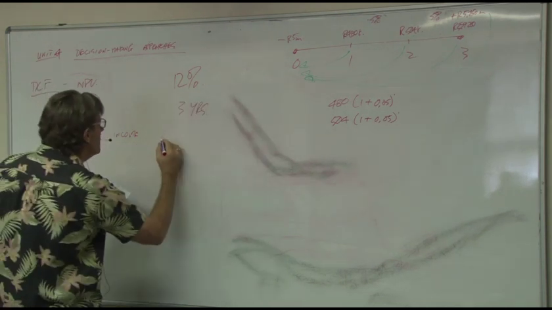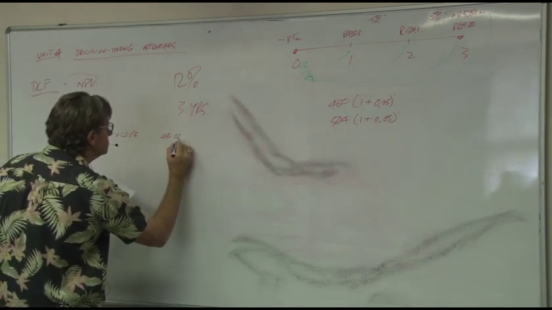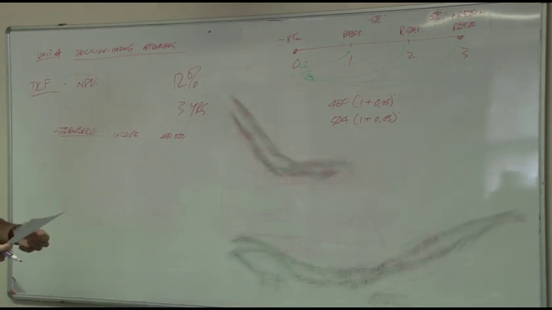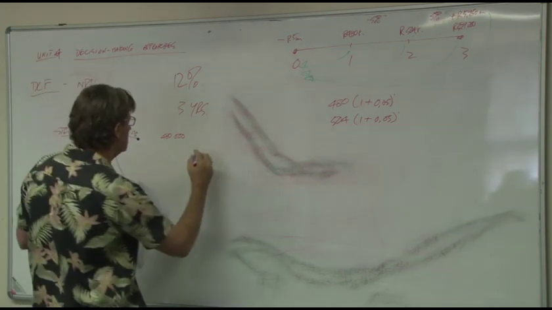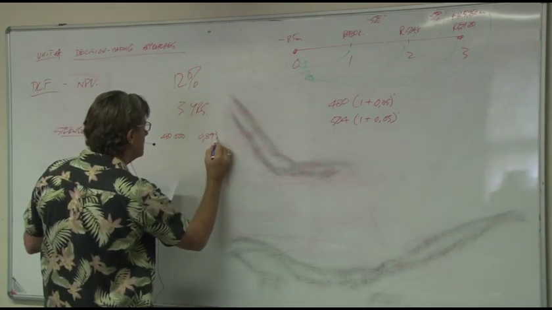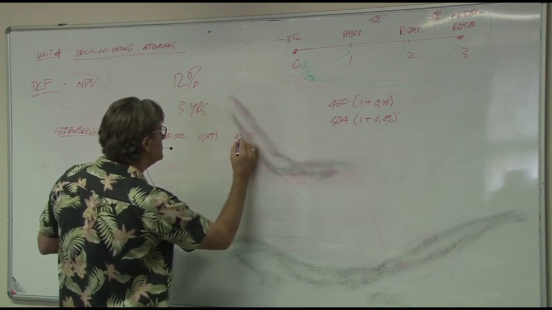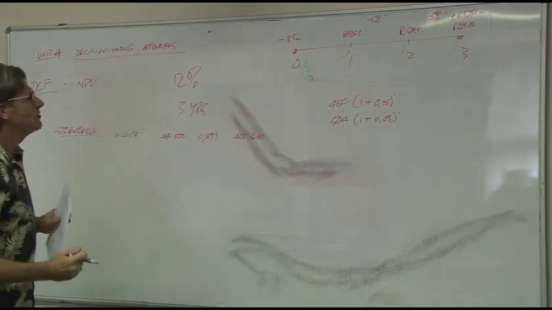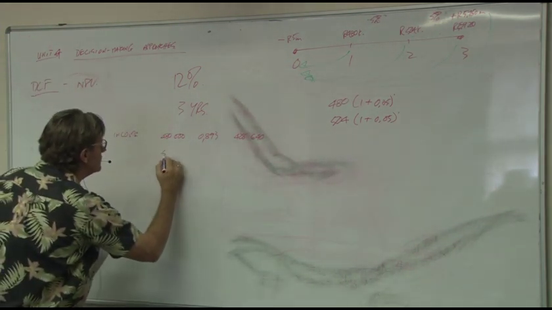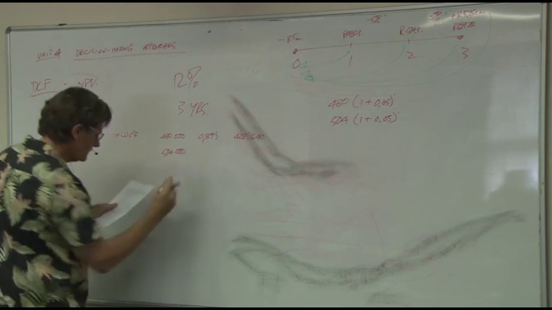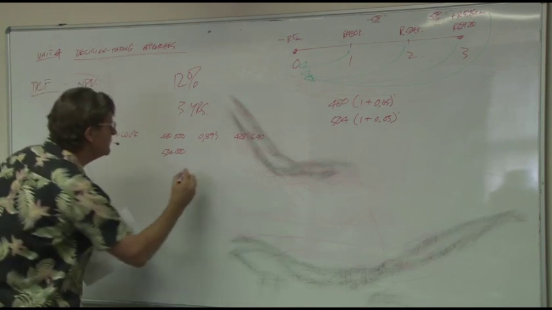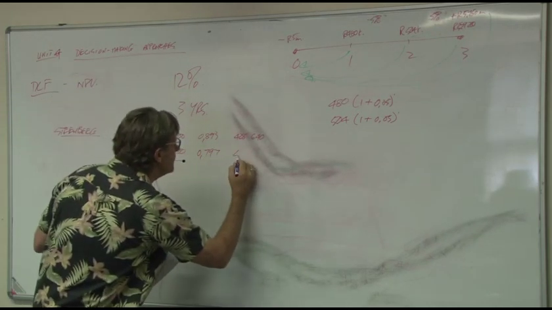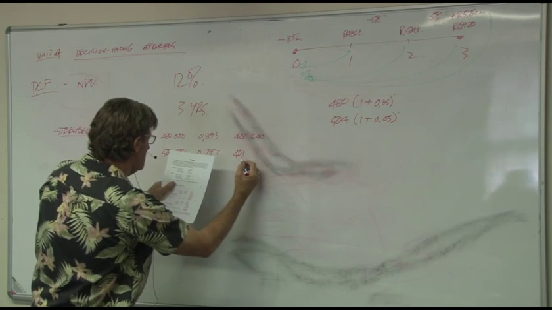So we take 480,000, and it gives you, at 12%, the discount factor for 1 year is 0.893. You multiply the two out and you get 428,640. Now we discount 504,000. The discount factor for 2 years is 0.797, and you get 401,688.